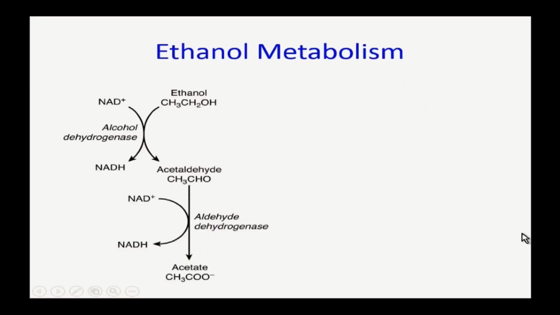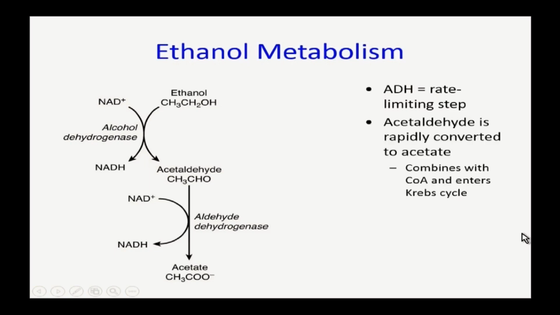Here is a figure showing ethanol metabolism. Hint, this is something that you really ought to be able to reproduce. So we start with ethanol at the top, and it gets oxidized through alcohol dehydrogenase. This is the rate-limiting step. So ethanol gets oxidized to acetaldehyde. If something gets oxidized, something has to be reduced, and it's NAD plus getting reduced. Now, the acetaldehyde is very rapidly converted into acetate through aldehyde dehydrogenase, and then the acetate becomes an acetyl group, acetyl-CoA, and then it goes into the Krebs cycle, and we can generate some ATP from the ethanol.